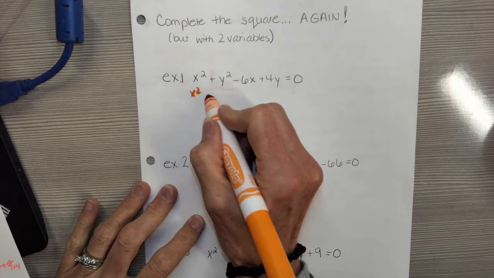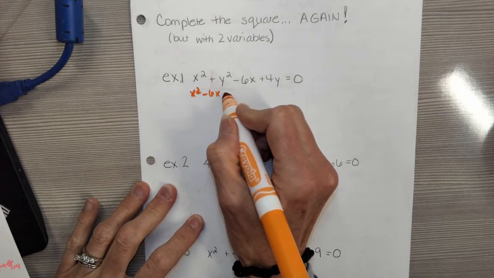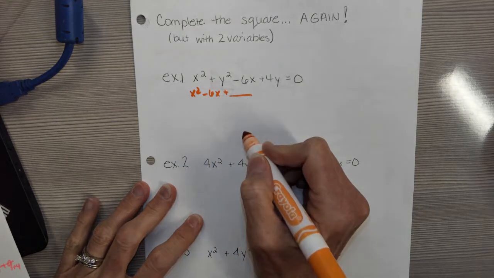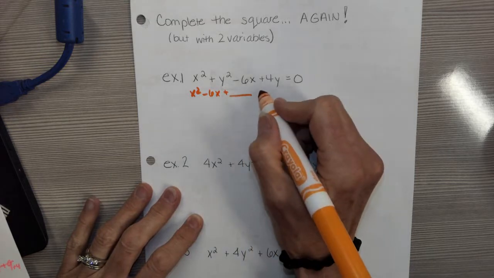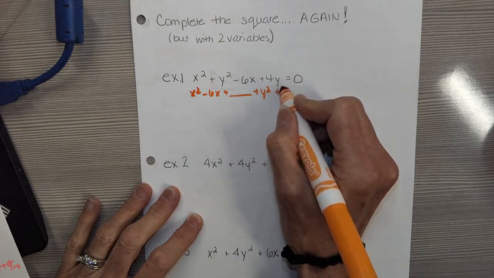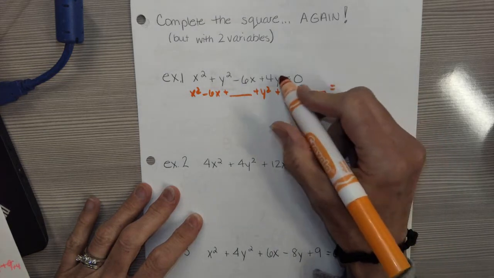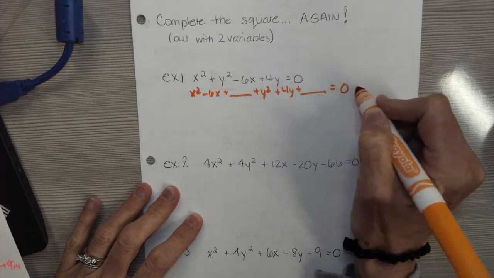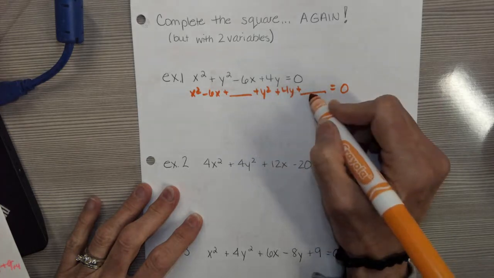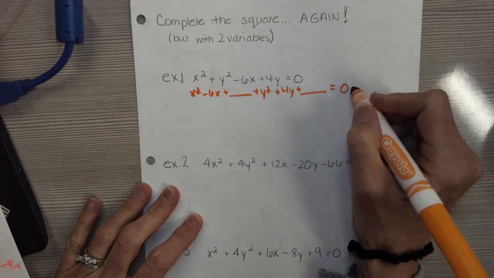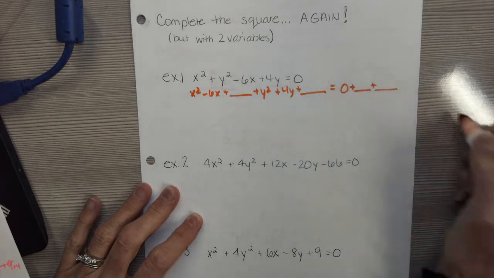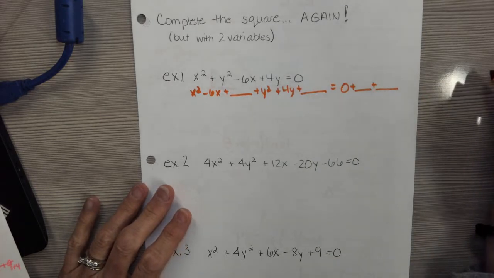So x squared minus 6x, and I'm going to complete the square here, so I'm going to end up adding a term. So you're going to leave a space, and then y squared plus 4y, complete the square, so leave a space. We don't have a constant on this one, so I'm just going to leave 0. And then because I need to keep my equation balanced when I add these two things, I want to make sure I add those two things to the other side as well.